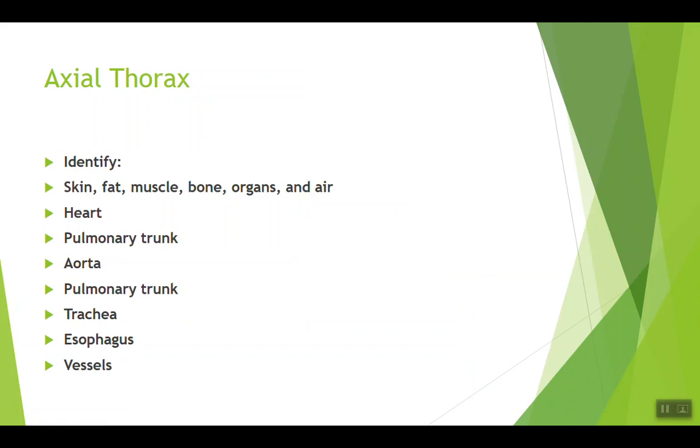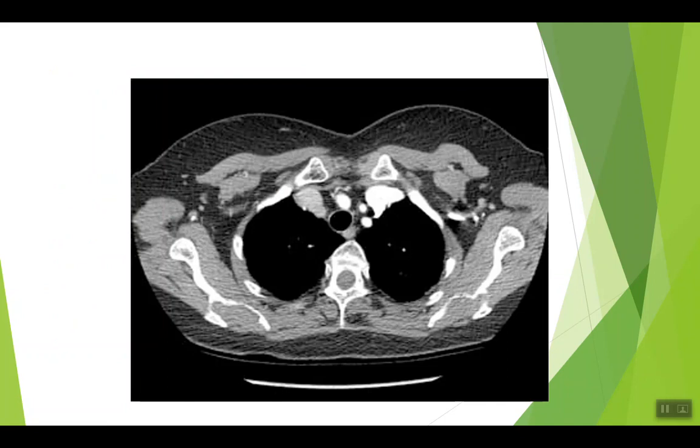As far as the thorax, what I think is important to be able to identify: skin, fat, muscle, bone, organs, and air. And then the heart, pulmonary trunk, because you'll be doing chest CTs probably right away. The aorta, trachea, esophagus, and then just your great vessels. You don't have to know exactly what everyone is, but let's just take a quick look.